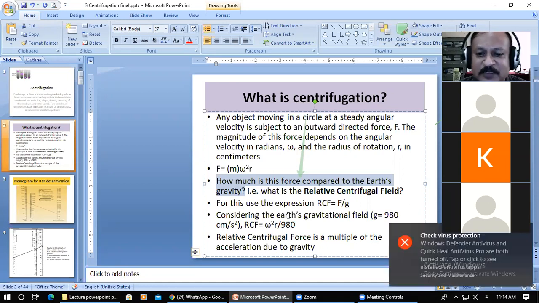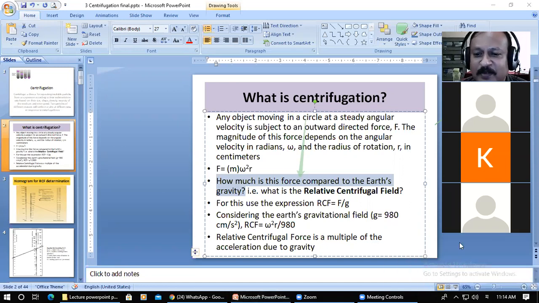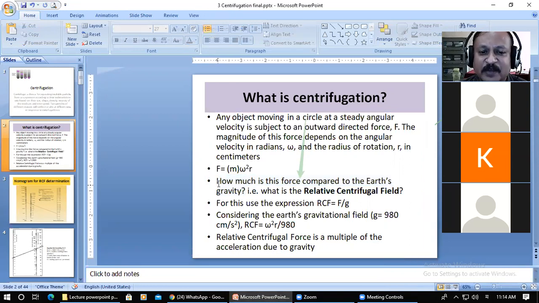Have you experienced this? If you take a culture of bacteria, do the bacteria settle down in the flask or in the test tube?